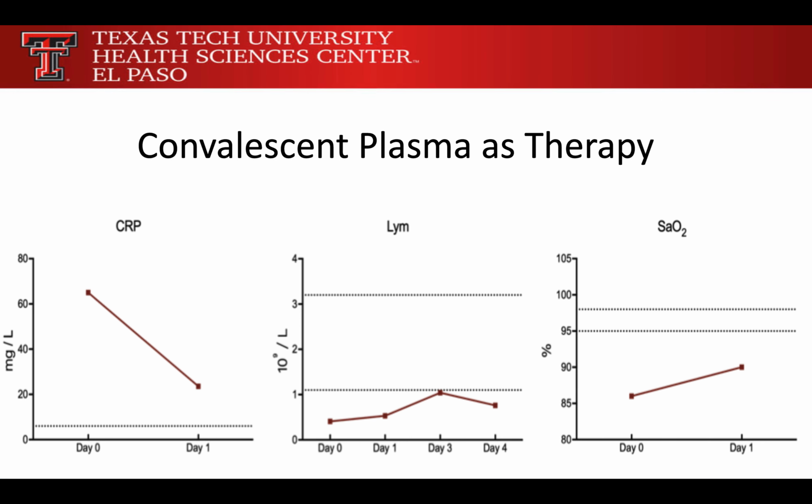Here's a little bit of data about convalescent plasma as a therapy. We can see on the left graph, CRP, which is a measure of inflammation, went down over the course of a day. Lymphocytes, these are immune cells, in the middle graph, went up over the course of 4 days. And on the far right, the oxygen saturation went up over the course of a day. This is important because it tells us that more oxygen is being delivered.